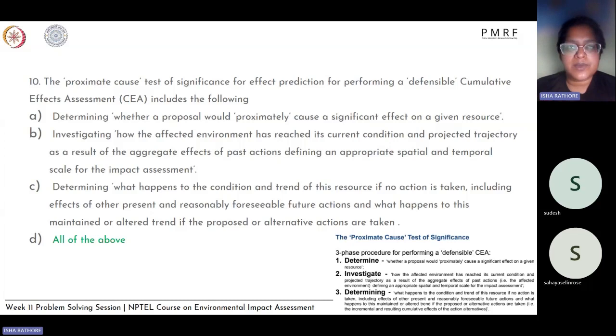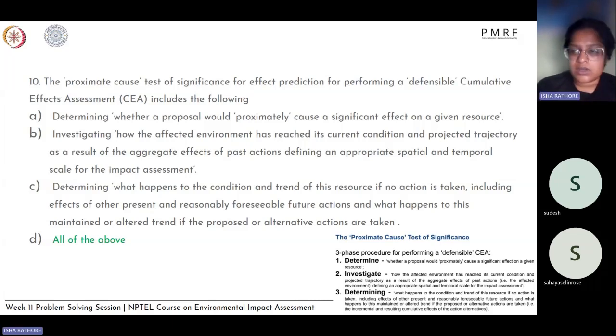And then C is determining what happens if this condition and trend goes on if no action is taken. And what happens if there's an action or mitigation measure taken? What is the altered trend which we will see? So C is also correct. So D, all of the above, is correct.